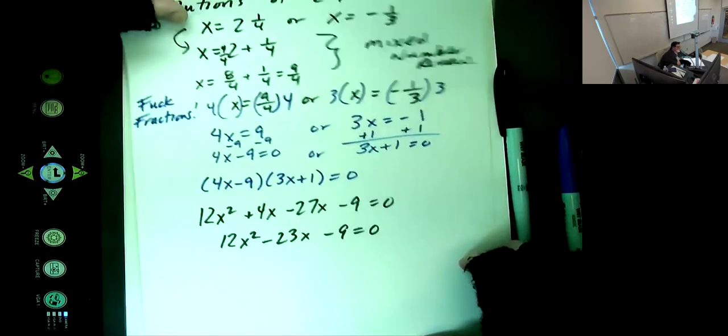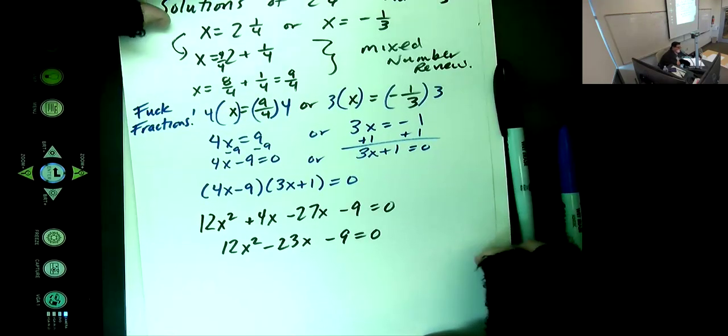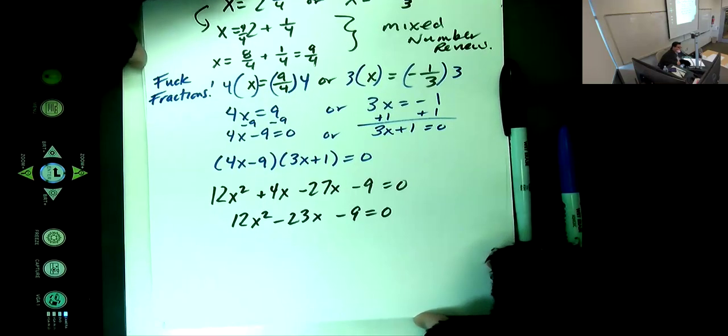All right, let's take a look at extracting. Well, hold on, people are still writing this. We're going to do extracting roots next.